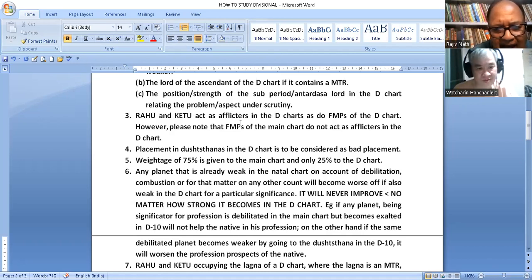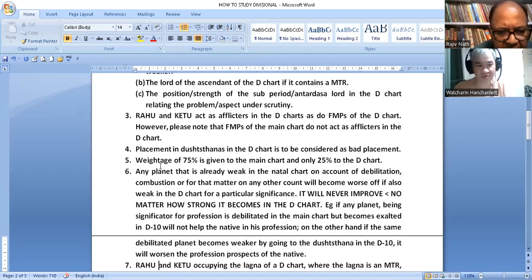Rahu and Ketu act as afflictors in the D chart. Remember. As do functional malefics of the D chart. However, please note that functional malefics of the main chart do not act as afflictors in the D chart. I'll explain to you what that means. Number four, placement in Dushta Sthanas in the divisional chart, D chart, is to be considered as bad placement. Same as in the main chart.